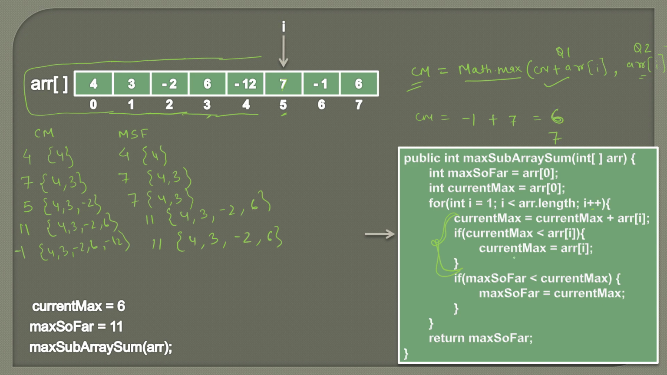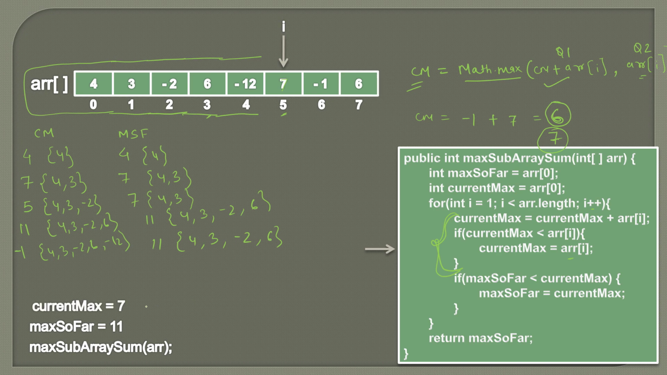So therefore it decides that it's better I create my own subarray, because if I create my own subarray, I will give a sum of 7, and if I go with the current subarray, the sum will be 6. So therefore this condition decides that the current max is 6 and it is actually less than 7. So the current max will become 7 by simply assigning array of I to current max, which signifies that 7 has decided to go and create its own new subarray.